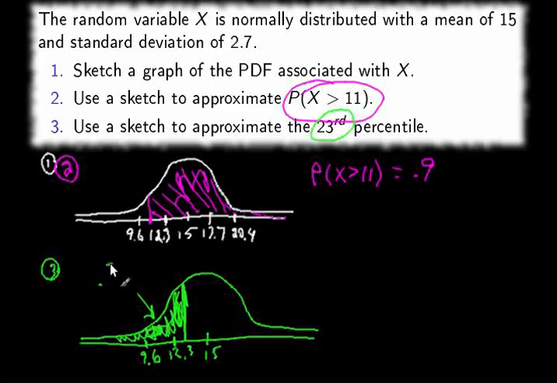So 0.23 in area. And now we have to look down here on the x-axis. Well, where is that line located? It's located between 12.3 and 15, closer to 12.3 than 15. So we're going to say that the 23rd percentile is approximately 13, and that's about as good as we can hope to get, again, because we have a sketch. We're just eyeballing this thing, and 13 is a good answer.